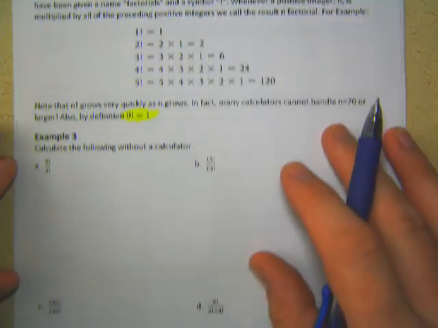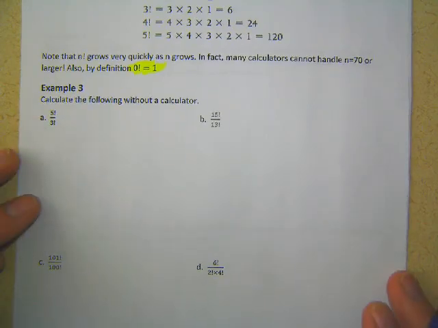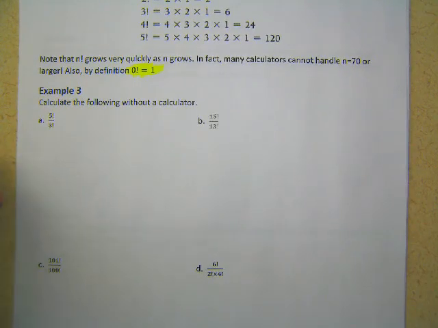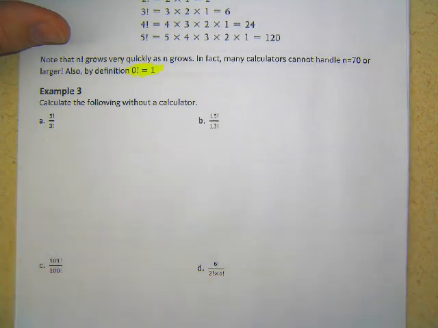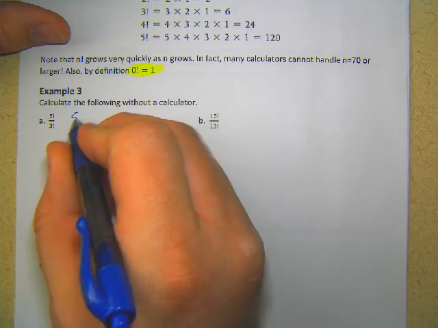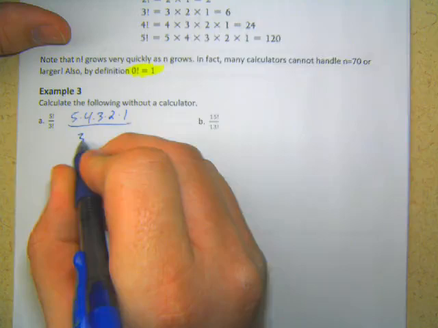Now, we will see some factorials pop up in fractions, and you'll see some of this in the homework, and in the later parts of the section. So I just wanted to go over how we deal with these. We see a fraction like 5 factorial over 3 factorial. Of course, that means 5 times 4 times 3 times 2 times 1 over 3 times 2 times 1.